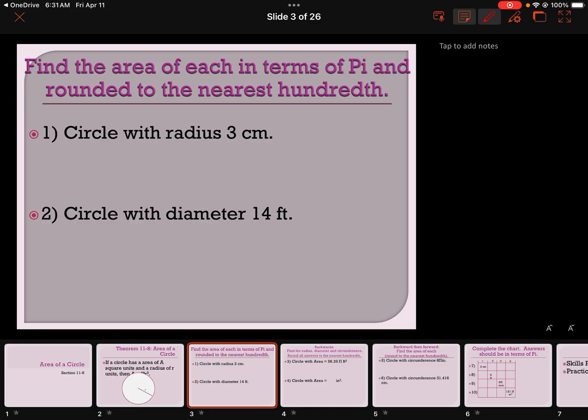So let's find the area of each in terms of pi and round it to the nearest hundredth. You are going to need a calculator. If you don't have one, get one. I'm going to write down my formula first. Pi r squared for area of a circle. If the radius is 3, I'm just going to plug that 3 in and I'm going to square it. Now I know that 3 squared is 9. 9 times pi is my area in square centimeters.